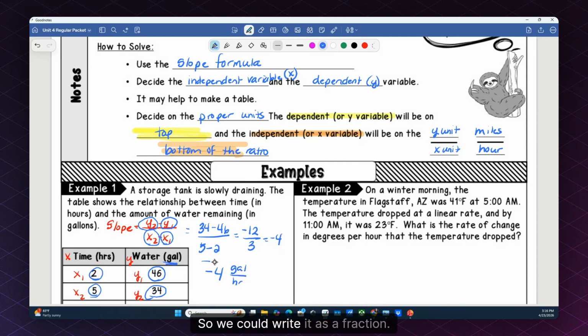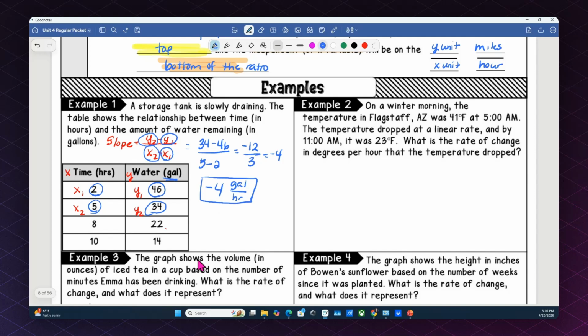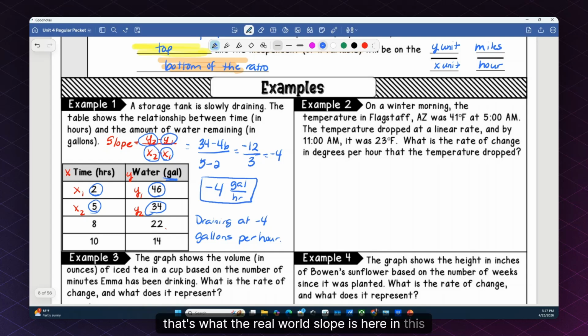Okay, so we could write it as a fraction. We could have also written it out in words. So we could have written it like, it is draining at negative 4 gallons per hour. Okay, so we could have written it in words too. That's a slope, okay? That's what the real world slope is here in this case.